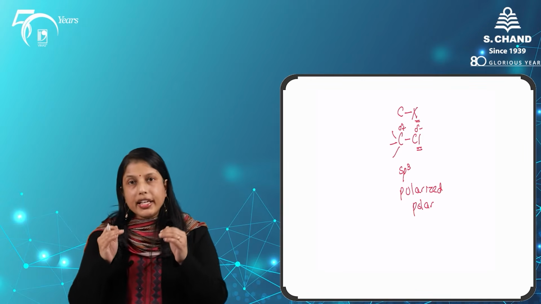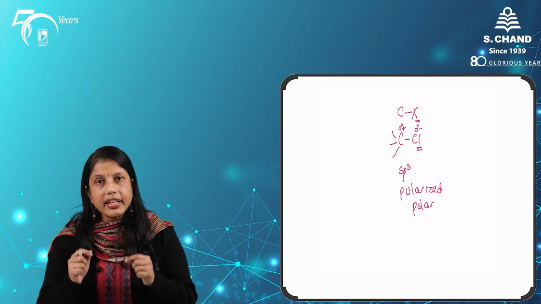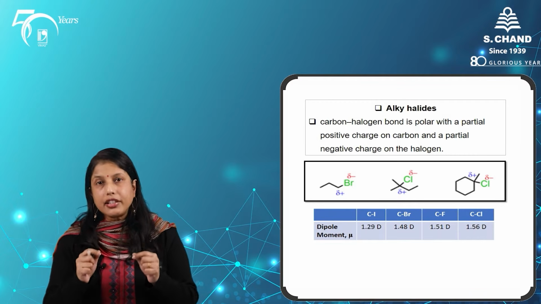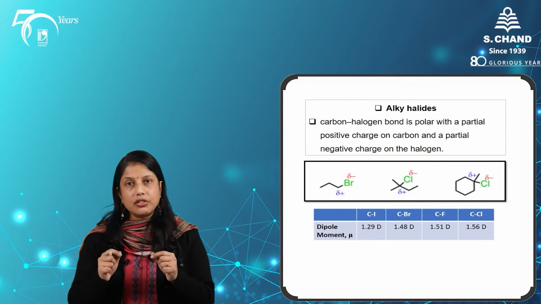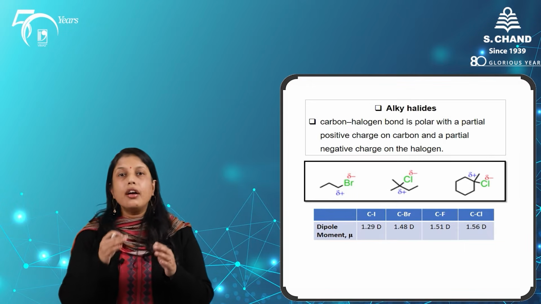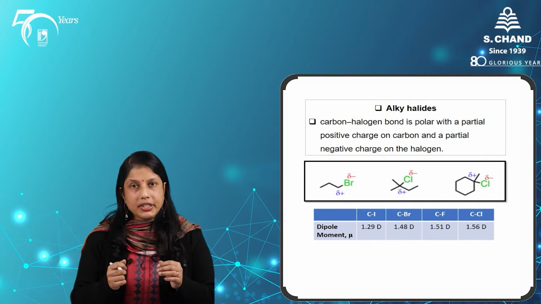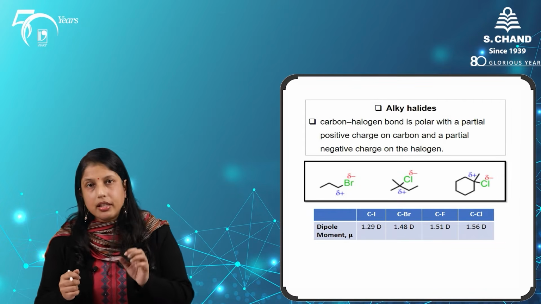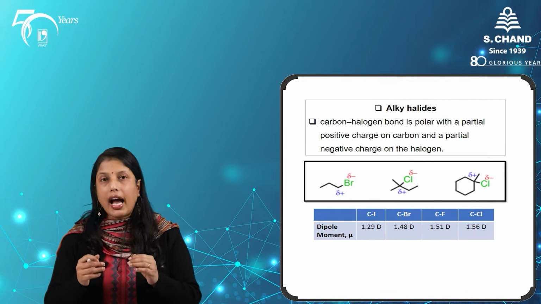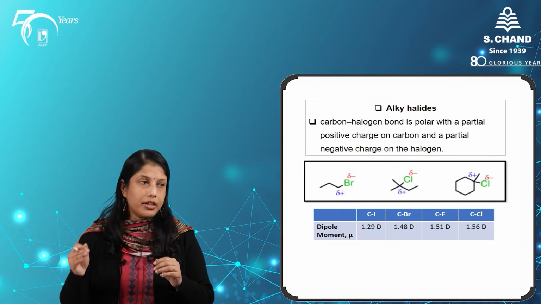Now, if we consider the different alkyl halides, and when we consider the different halogens, what do we notice? That the electronegativity of the halogens increases as we move from iodine to fluorine. But at the same time, the bond length between the carbon and the halogen increases as we go from carbon fluorine to carbon iodine.